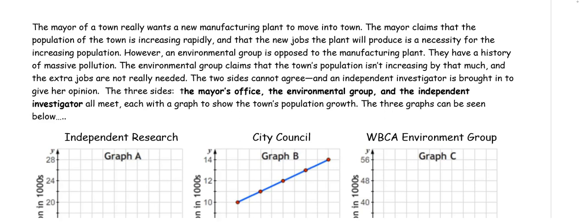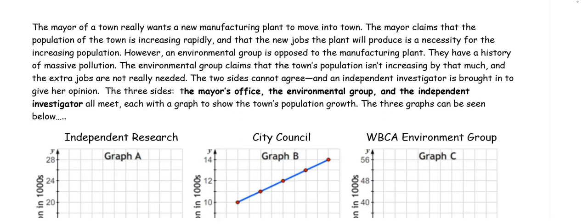However, an environmental group is opposed to the manufacturing plant. They have a history of massive pollution. The environmental group claims that the town's population isn't increasing by that much and the extra jobs are not needed. The two sides cannot agree, so an independent investigator is brought in to give their opinion. So the three sides are the mayor's office, the environmental group, and the independent investigator.